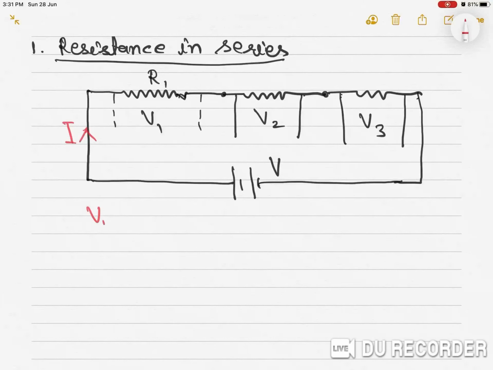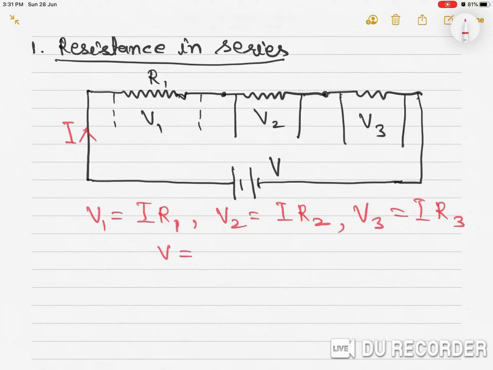So, V1 will be equal to I R1, V2 is equal to I R2, V3 is equal to I R3, and this potential of the battery is divided into 3 parts.